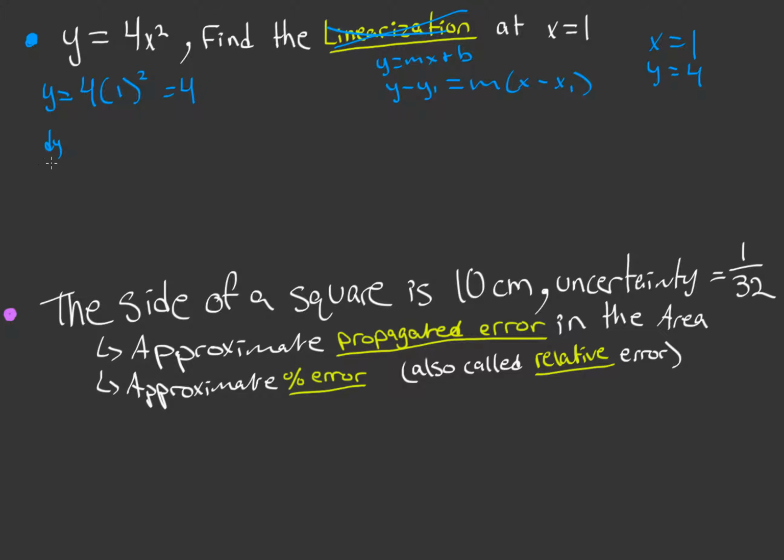Well, dy/dx is our slope at any point on the function. And if we take the derivative of this, we get 8x. So when you plug in x equals 1, which gives us the slope at x equals 1, y equals 4, this gives us 8. So if we plug into our equation here, we get y minus 4 equals 8, which is our slope, times x minus 1, which is x equals 1. And you can simplify this even more to y equals 8x minus 4. We had 8 times negative 1, which is negative 8, and then we added 4 to this side to get this. So that's the linearization at x equals 1.